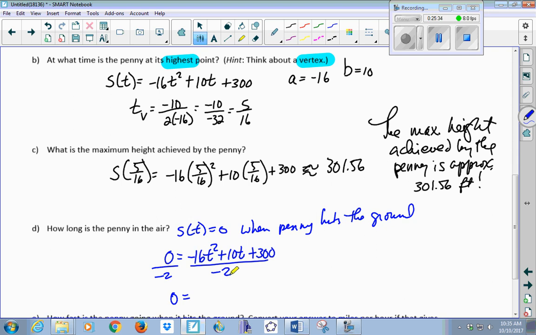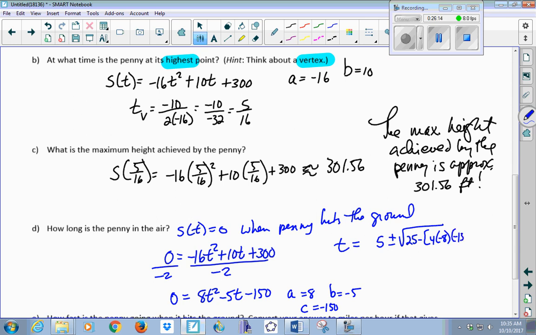So -16 divided by -2 is 8t squared, and then 10t gets divided by -2 as well, so that's -5t, and then 300 gets divided by -2 as well for -150. Okay, so I have a equals 8, b equals -5, and c equals -150. So I'm solving for t, so I don't say x equals, it's t equals. So t equals, the opposite of b is 5 plus or minus the square root. 5 squared is 25 minus 4 times -8 times -150.